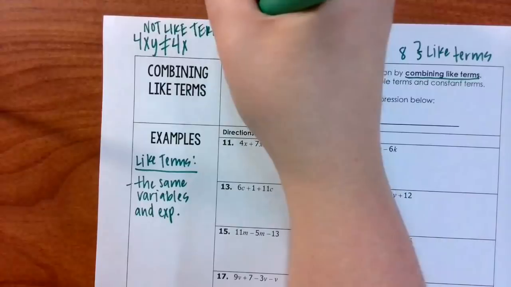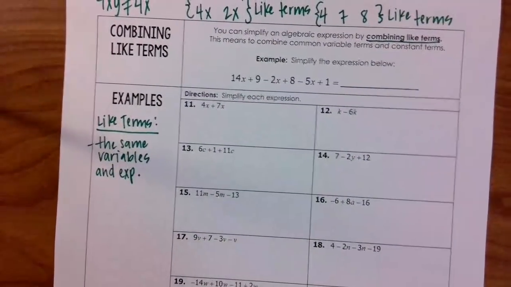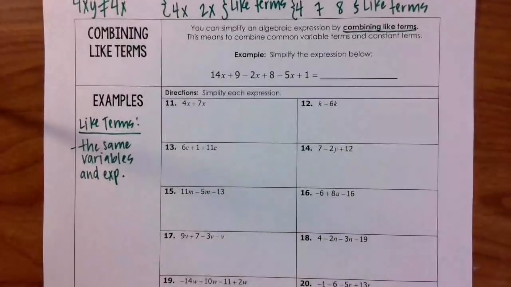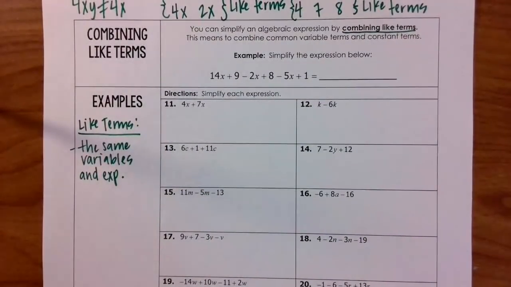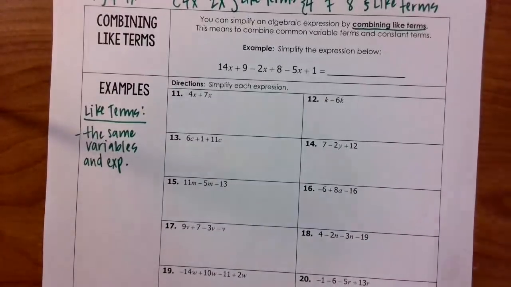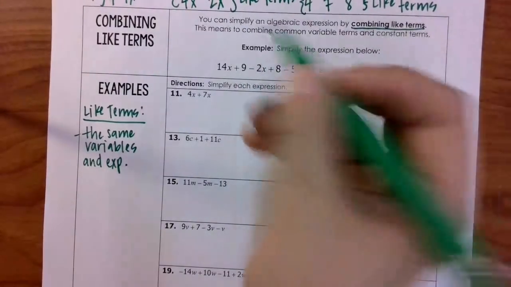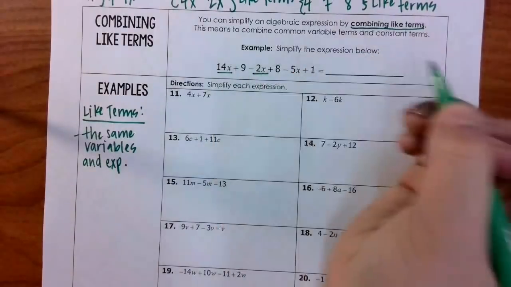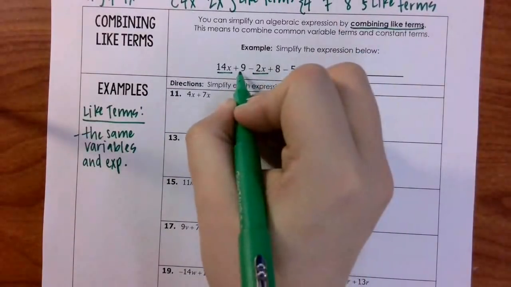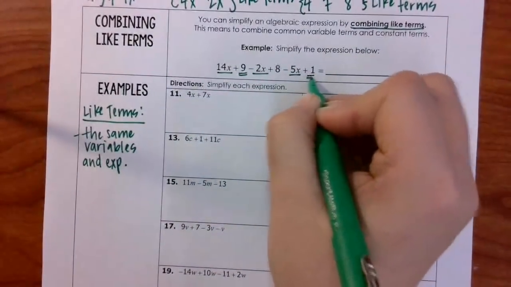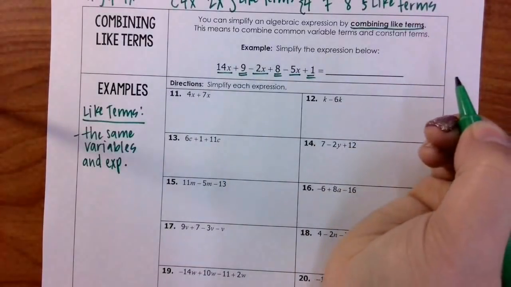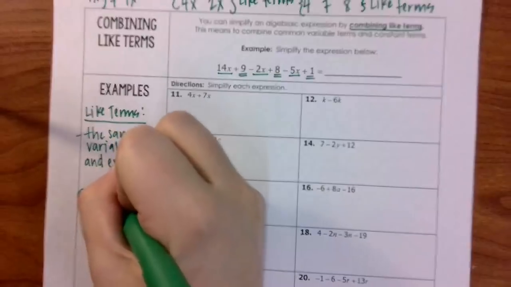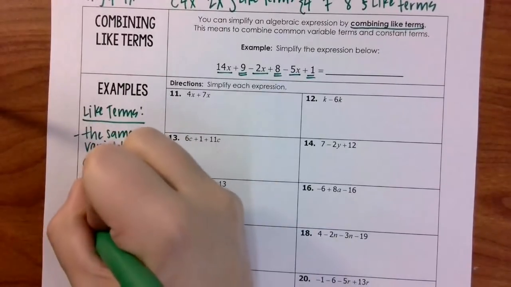Okay, so for example, what I want you to do, and this is going to take 2 steps, so I expect to see at least 2 steps in all of your problems, is I'm going to underline my like terms. So if I've got an x here, an x here, and an x here. My constant terms right here, and right here. So the first step is I'm going to identify my like terms.